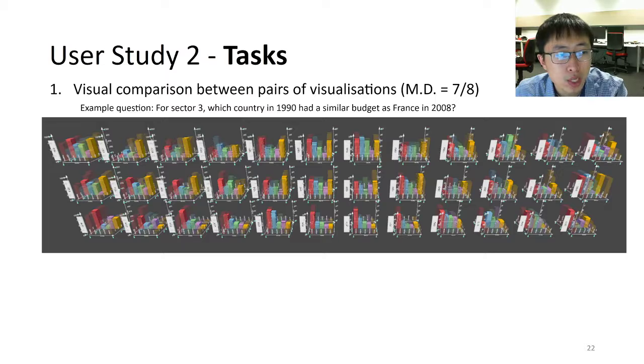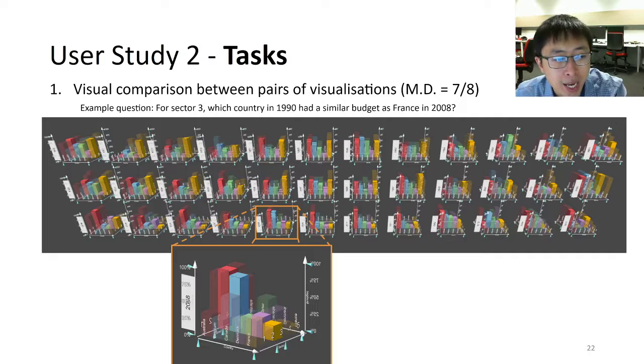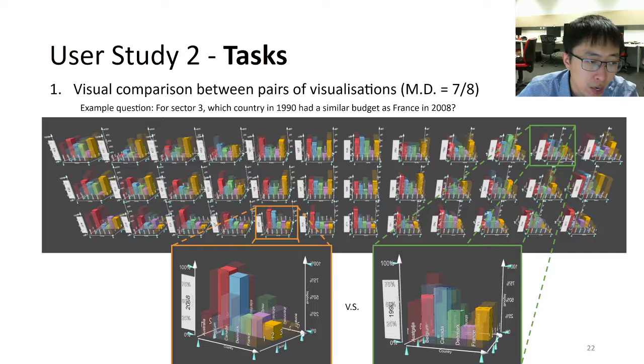Here's one of the 2 tasks we designed, with visual comparison between pairs of visualizations with a magnetic distance of 7 or 8. The example question is for Sector 3, which country in 1990 had a similar budget as France in 2008. So users will first highlight the Sector 3 and find 2 charts of 2008 and 1990 and compare the value.